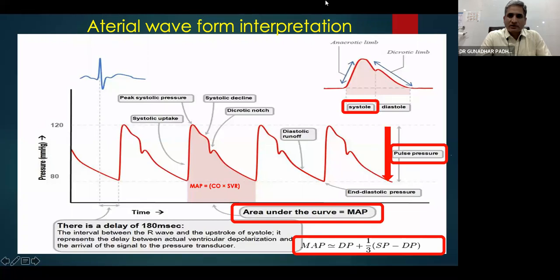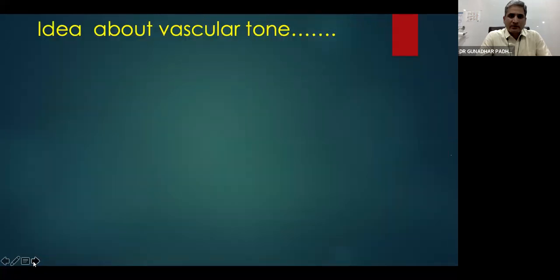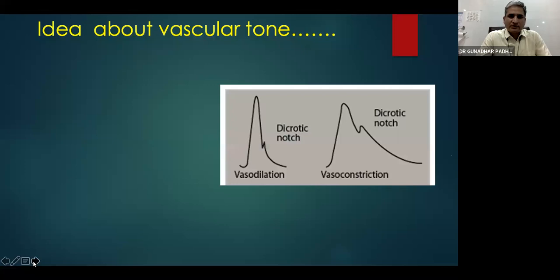So if you see, this is your blood pressure tracing. And what does the blood pressure give us? Basically, it gives us an idea regarding the vascular tone. So we can see whether the patient is vasodilated or vasoconstricted. In a vasodilated patient, you can see both the arcs come very close to each other. And in a vasoconstricted patient, the area under the curve, that is the mean arterial pressure, goes up. So you can have a broader area in a vasoconstricted patient and a smaller area in a vasodilated patient.